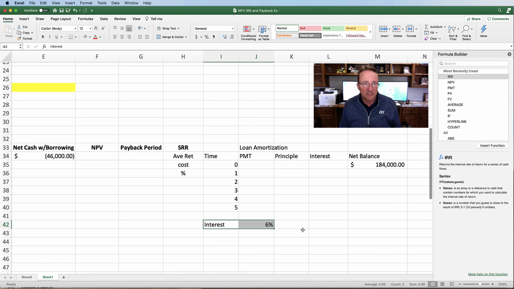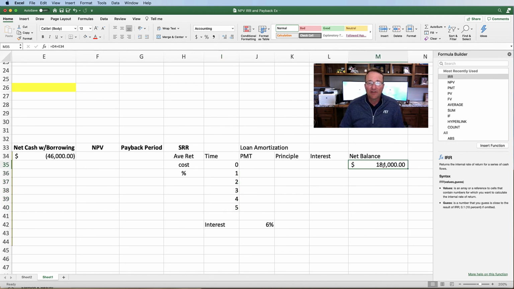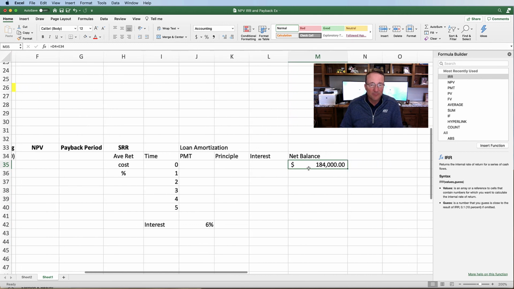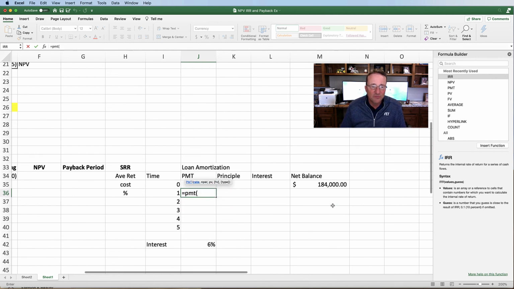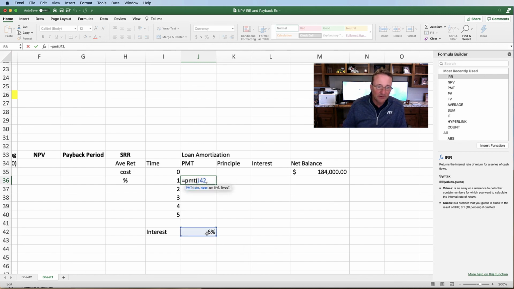Let's just say the loan's 6%. I'm not looking at 10 years, I'm looking at 5 years on the equipment to get this going. I need $184,000. I'm only having to pay out now $46,000. I'm going to pay this back over some time period. So let's calculate that. Equals payment. You just start typing that, and it pulls up like we've done before. The rate is 6%. The time period is 5 years. And the present value, I'm going to put a negative in front of that, is that amount right there.